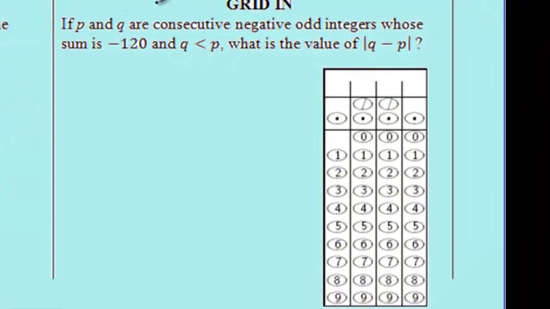All right. And the last one, grid in. P and Q are consecutive, negative, odd integers. Oh my gosh. Consecutive means in a row, like 1, 2, 3, 4, 5. Negative means they're negative, and odd means they're odd.